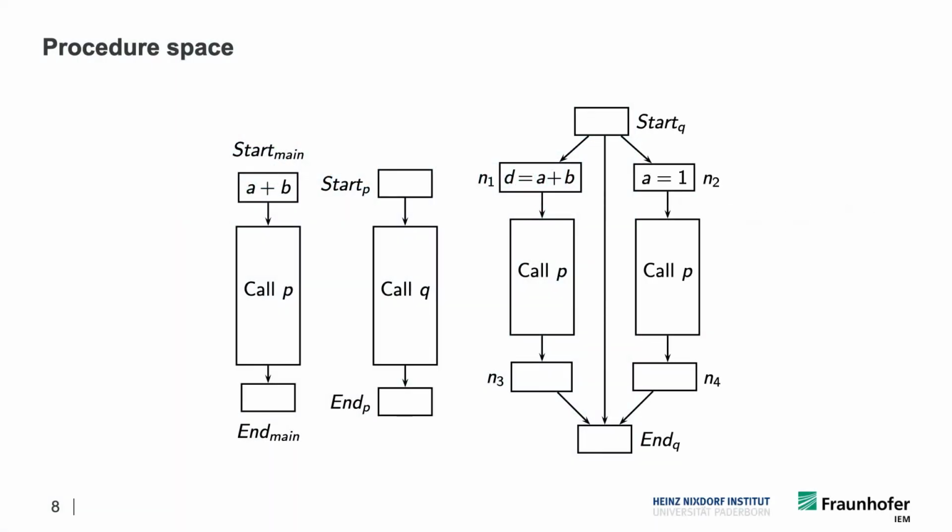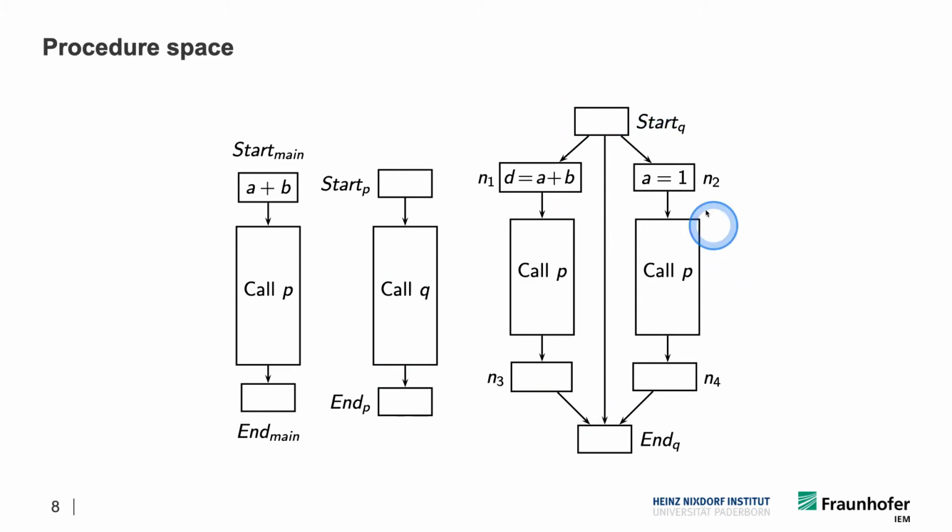So we are assuming that we already have individual control flow graphs for different procedures. Here we have a control flow graph for procedure main that does some numeric computation and calls a procedure P and then ends. We also have a procedure P, which is called here, that calls Q and then ends.